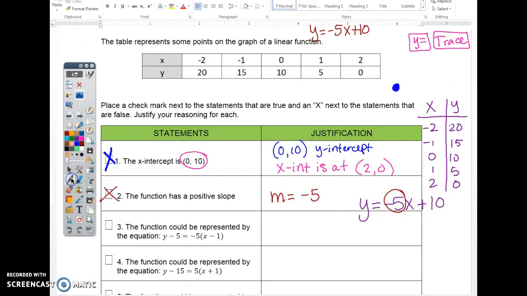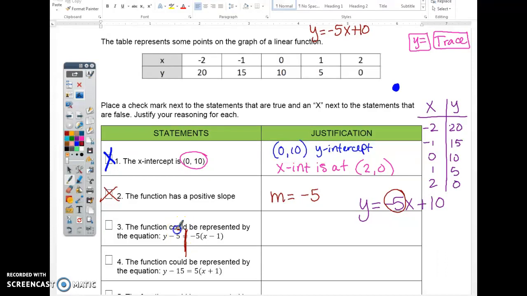Problem number 3. The function could be represented by the equation y minus 5 equals negative 5 parentheses x minus 1 close parentheses. This equation looks really weird, okay? But I don't want you to get discouraged from it. Can I graph this the way it looks right now? No, it's not in y equals. So what do I have to do? Move something over.